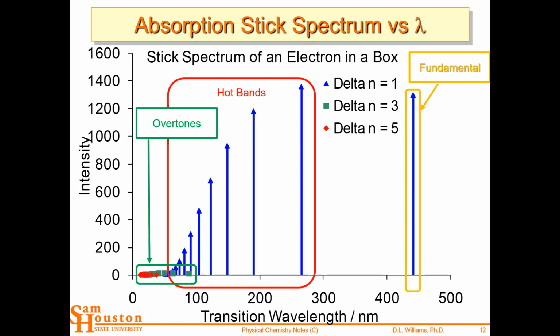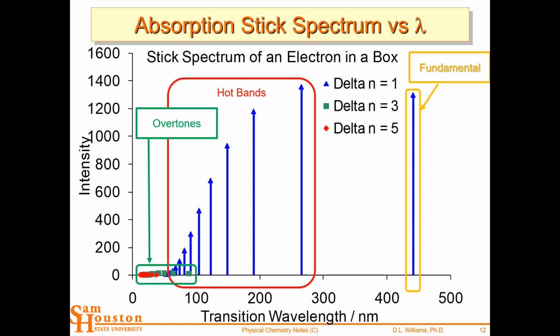Now, can you explain to me why the hot bands are called hot bands? No? I heard something back. Yeah, they start at an excited state. For the first hot band, you're going from level 2 to 3. And the next one's from 3 to 4 and 4 to 5. Those only happen if you have excitation, thermal excitation.